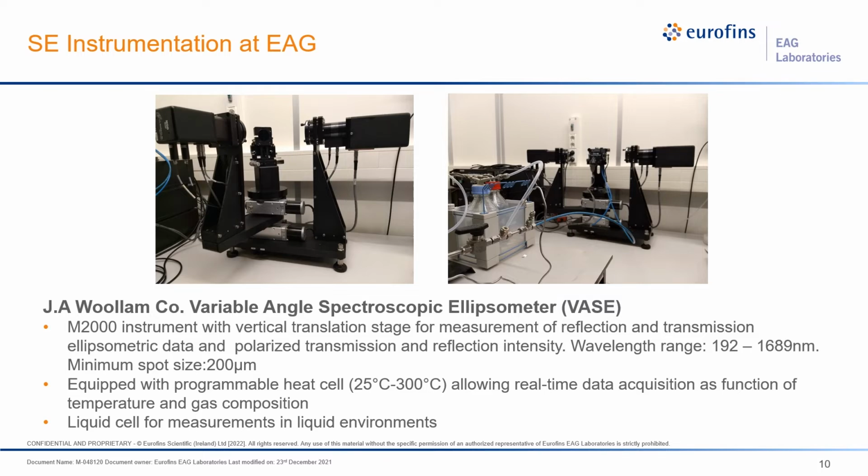Top right of the slide, you see the same instrument, but now equipped with a heat cell that can be temperature programmed between ambient and roughly 300 degrees C, which allows the acquisition of real-time data as a function of temperature. As the heat cell is a sealed enclosure, we can also change the gas composition during the real-time measurements. In front of the instrument, you can see the gas mixing system that allows us to make these different gases. And finally, although we rarely use it, I must admit, we also have a liquid cell enabling measurements in liquid, mainly water environments.